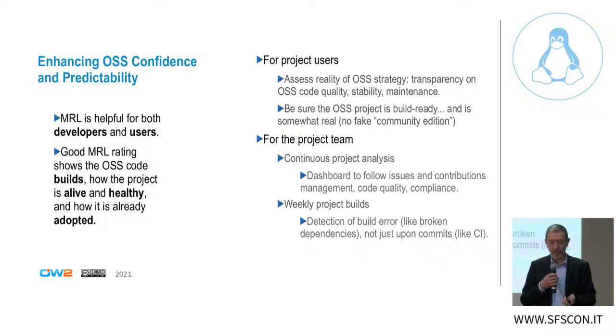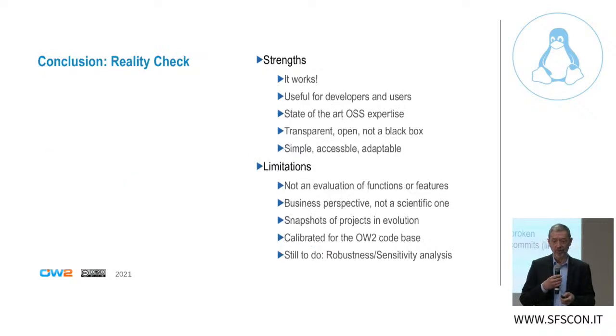So it has advantages for project users and for the project team. For project users, it helps them assess the reality of an open source strategy and be sure that the project or the product is ready for consumption. And for the project team, that's what they tell us, it helps them double check their project. Initially, we launched this to help the decision makers, but now we realize that it's also a tool for the project leaders to identify where they could do better, and work out their road for progress.